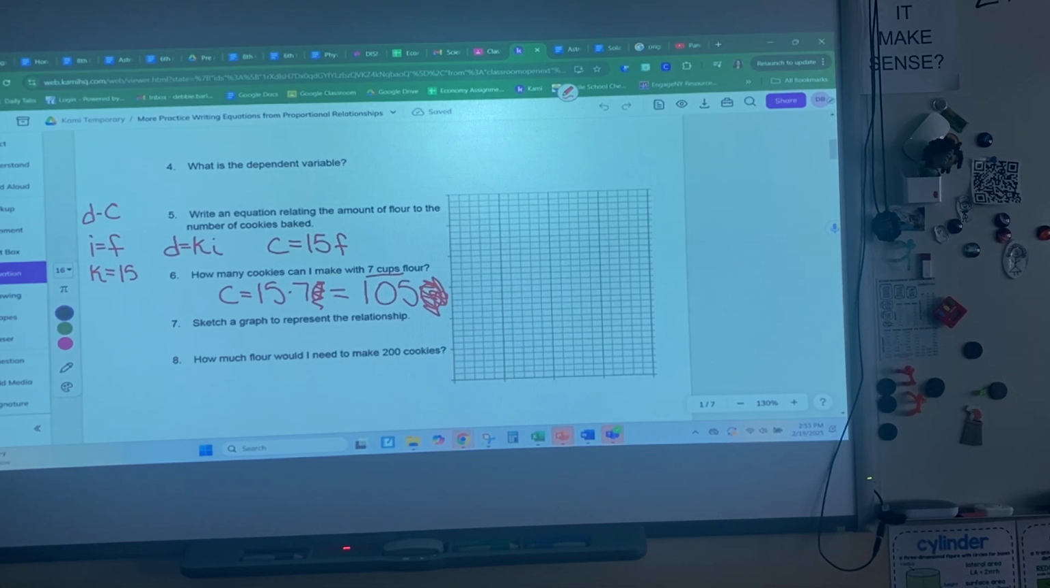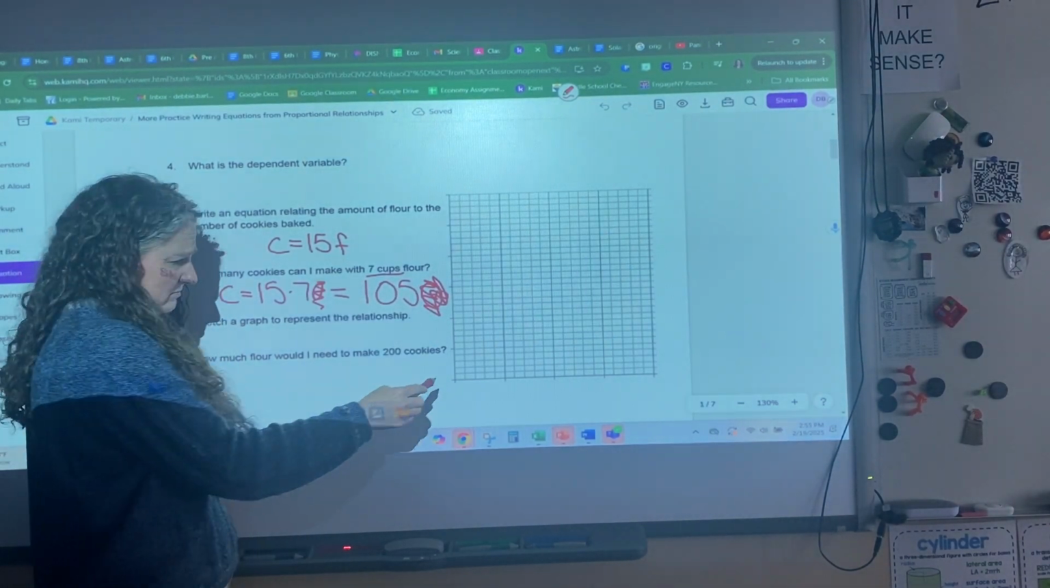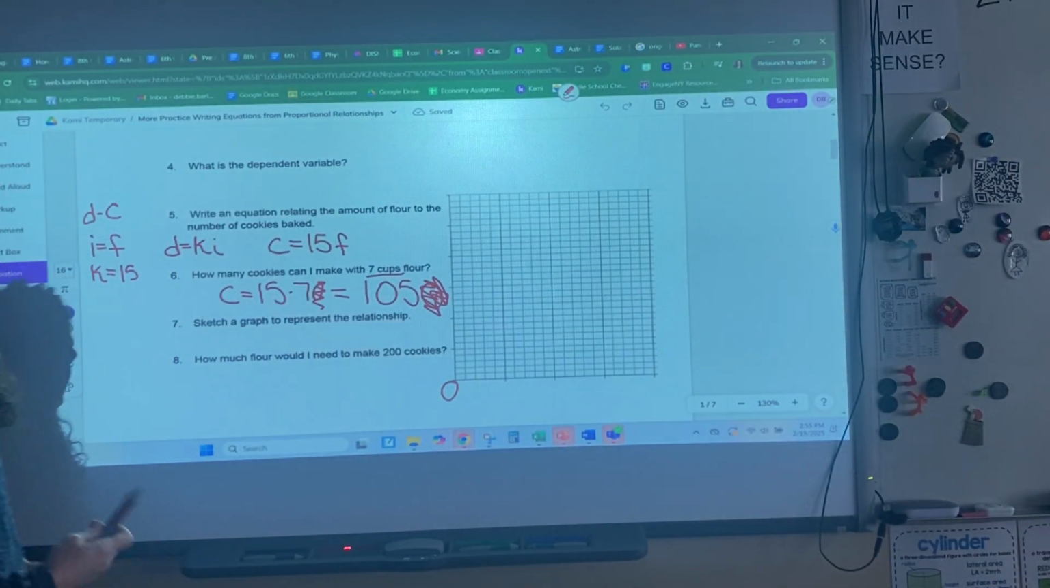We're gonna sketch a graph. We're gonna make a graph, okay? If I have no flour, how many cookies am I getting? 0. How do I want to number this?